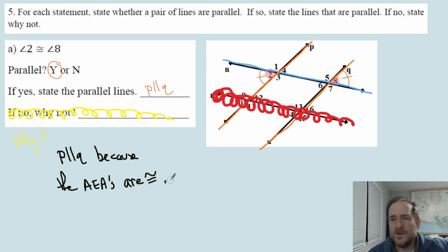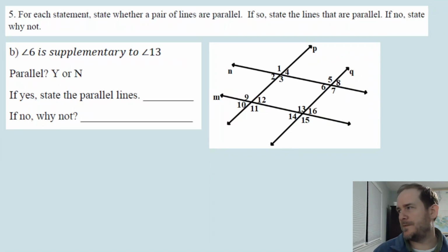But that's the reason. You know the lines are parallel because the alternate exterior angles turned out to be congruent. Moving on. All the other questions are going to feel the same way, by the way.